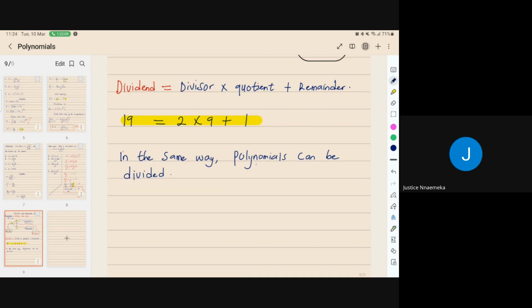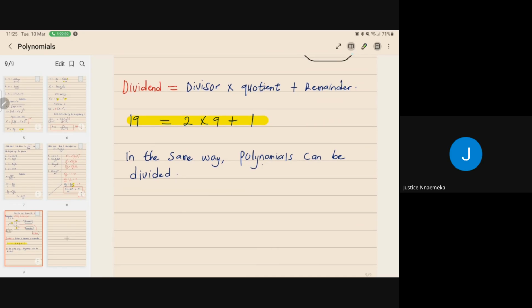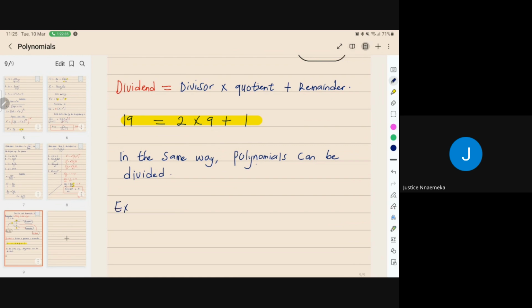I think before I talk about this factor and remainder theorem, it's important I show you how to divide polynomials. Once you understand how to divide polynomials, it becomes quite easier for you to understand the factor and remainder theorem. Now, the same way we divide numbers is the same way that polynomials can be divided. For example, please follow me gradually as we go to the promised land.